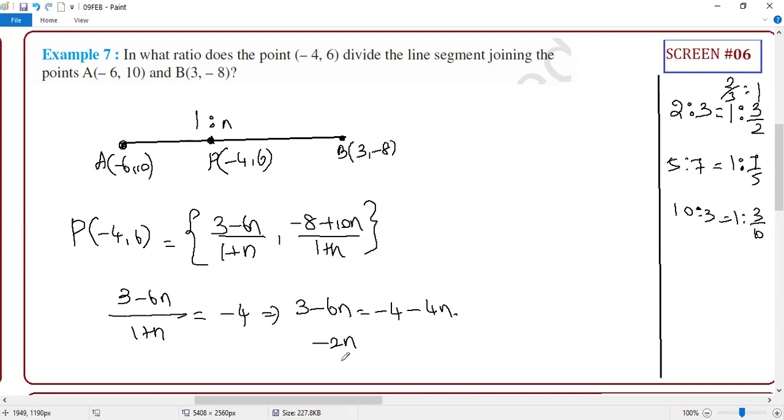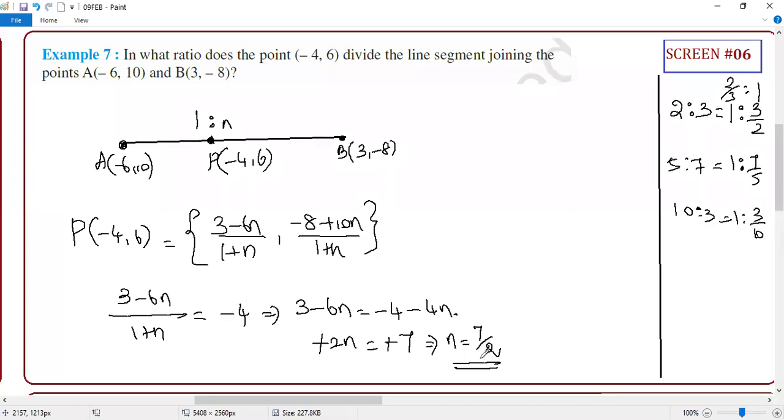So can I write -2n directly? Don't write too many steps. -2n, and 3 this side. What is that? -7. So -7, cancel the minus, which implies n is equal to 7/2.